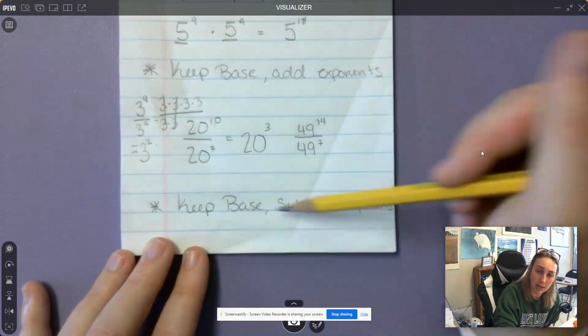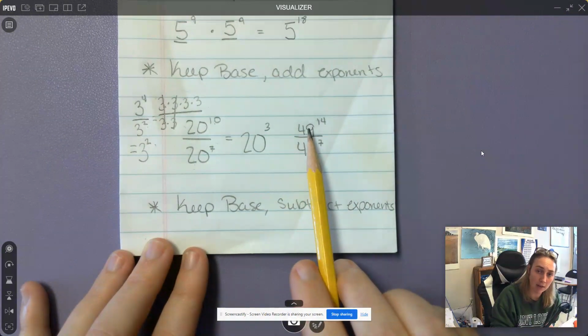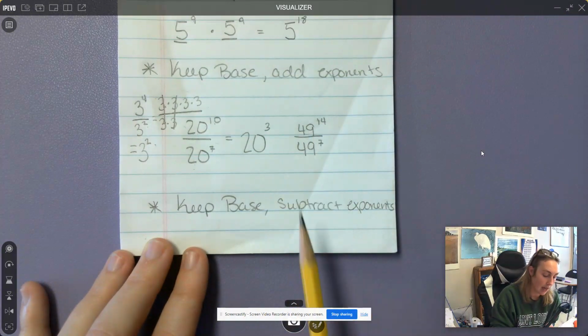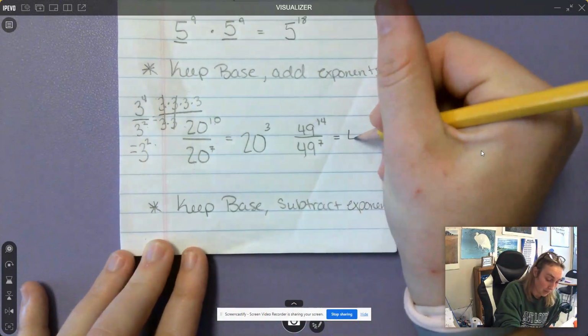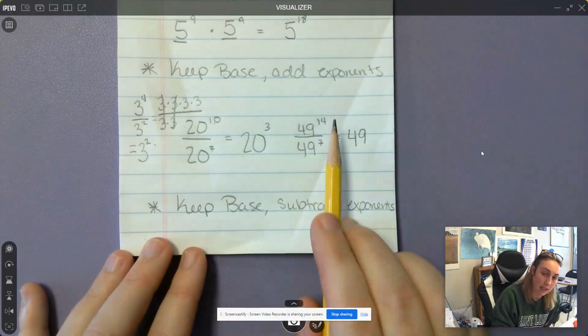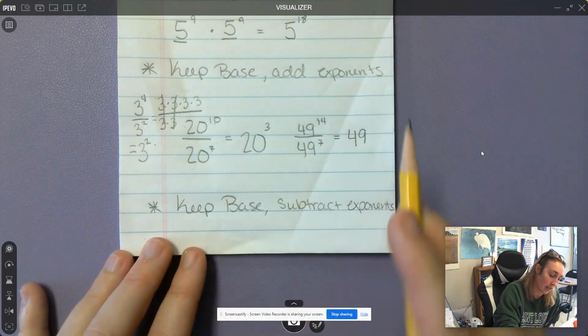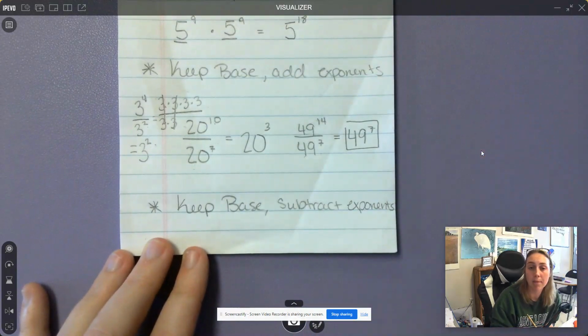You keep the base, you subtract the exponents. So if we look at this case right here, we got 49 to the 14th power and 49 to the 7th power. We're going to keep the base, and then we're going to subtract the exponents. 14 minus 7 is going to give you 7. And you're done.